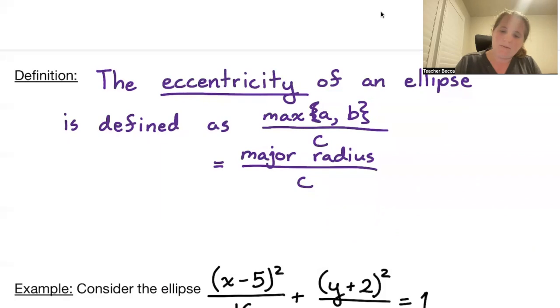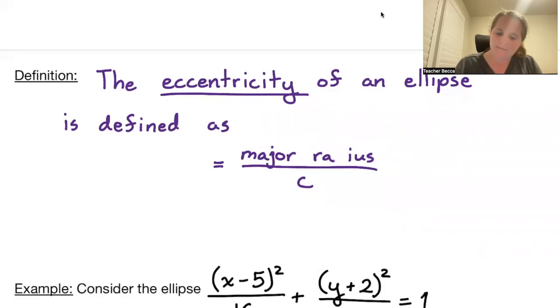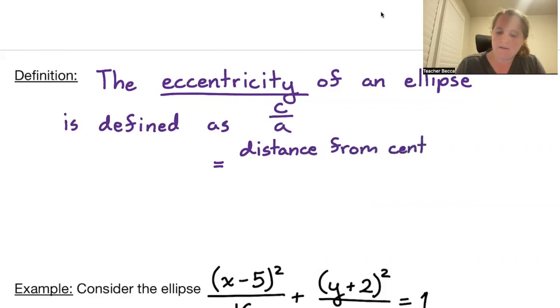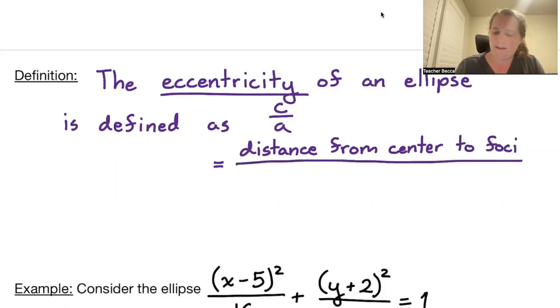I apologize, I put my fraction upside down. It should have been C over A. I was thinking that it would not make sense for a circle if we had A over C. So C over A is the distance from the center to a focus over the length of the major radius or axis.